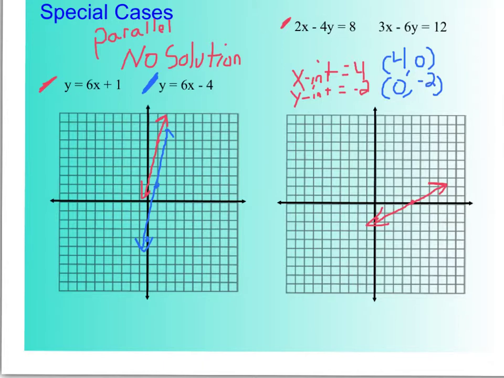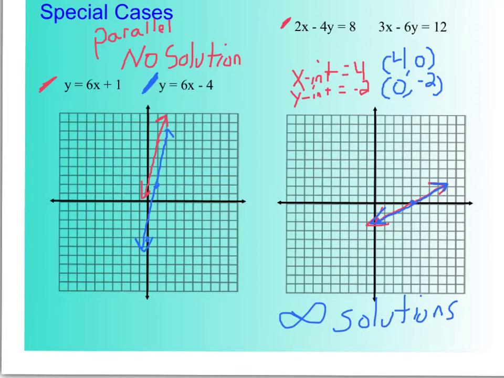Now hold on. Look at this. My x-intercept is 4, and it was 4 on the red line. My y-intercept is negative 2, and my y-intercept on the blue line is also negative 2. So if I were to graph this, it's the exact same line. The blue line sits on top of the red line. So when that happens, here's what we're going to say. We're going to say infinite, this is infinity, solutions.